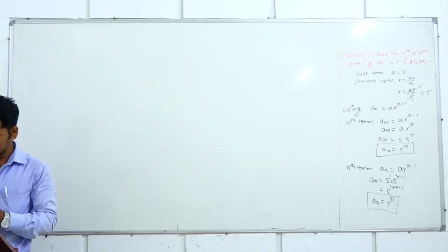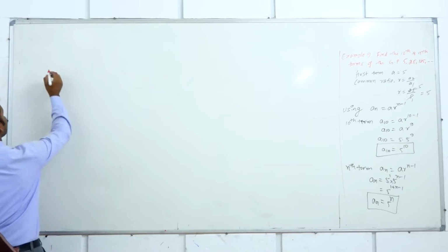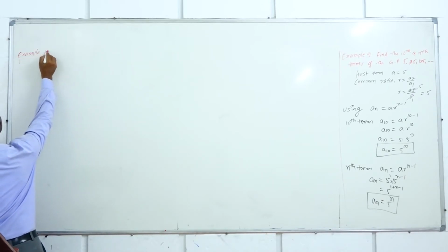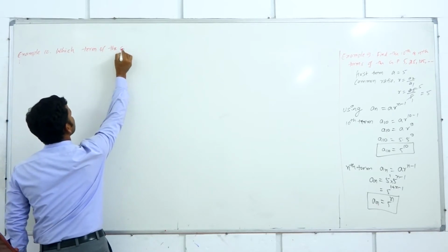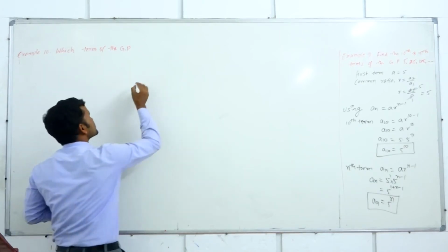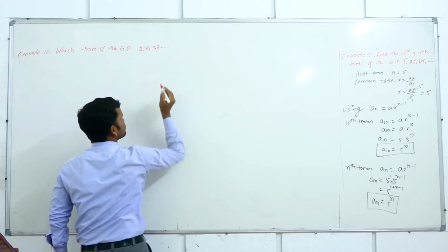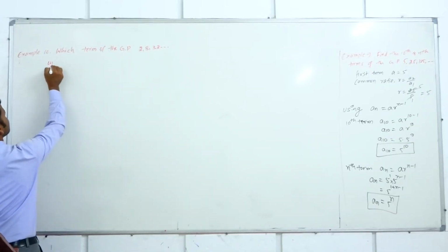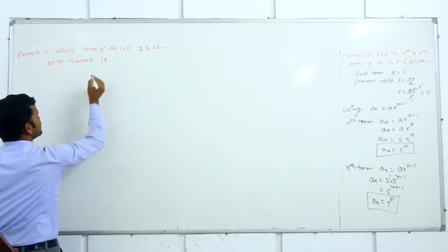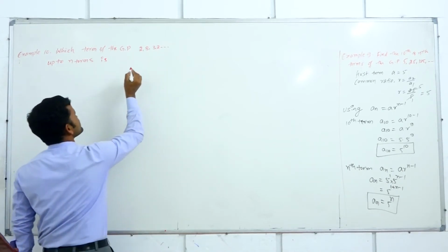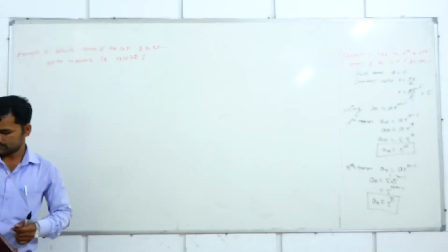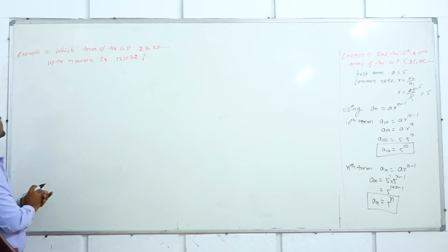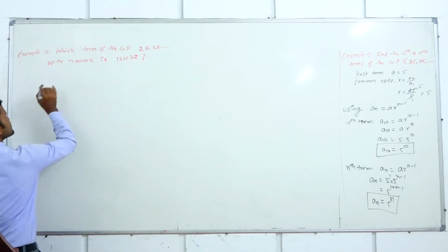Example 10: which term of the GP 2, 8, 32, and so on up to n terms is 131072? What are the given terms here?